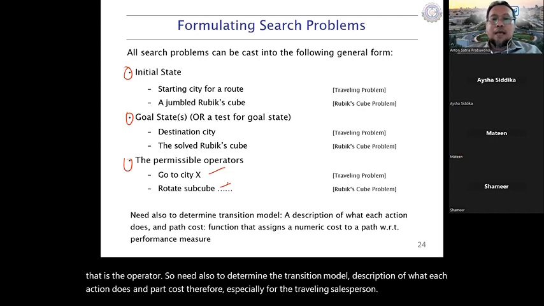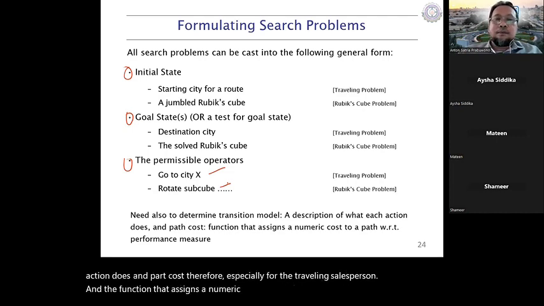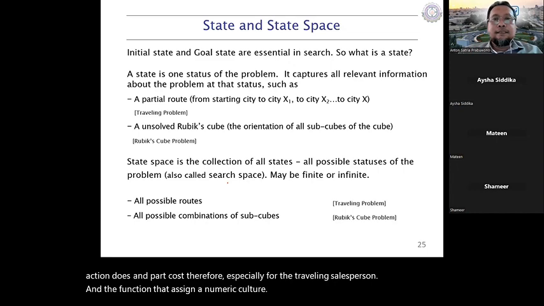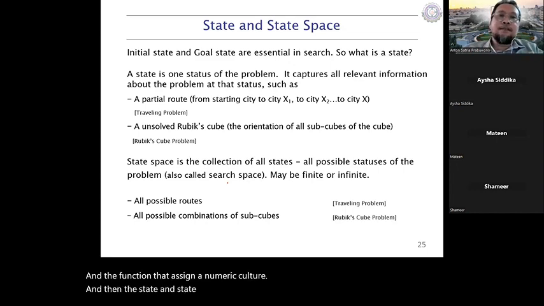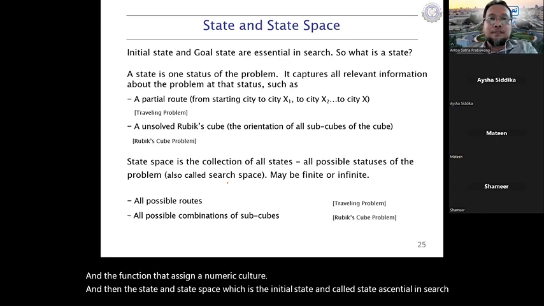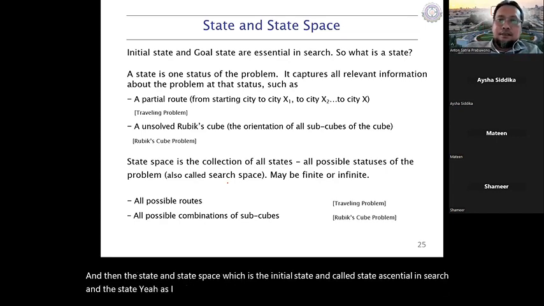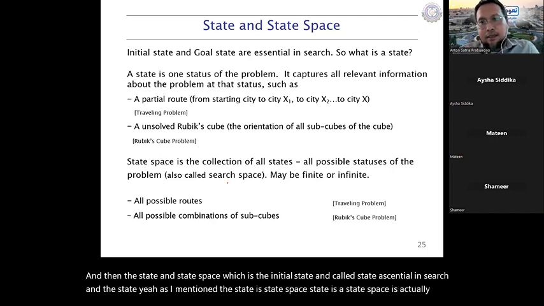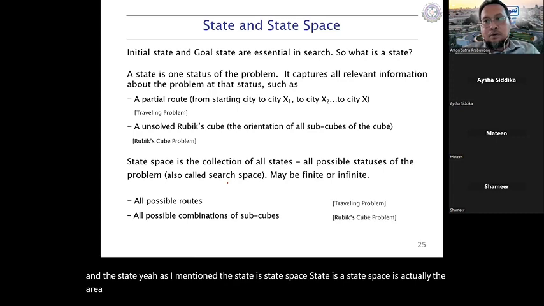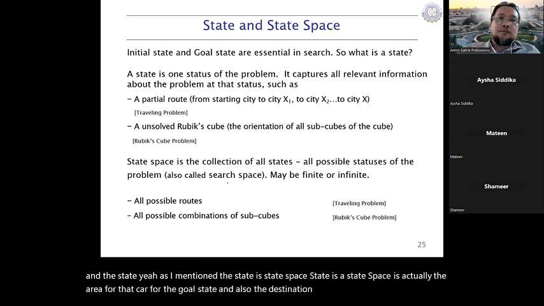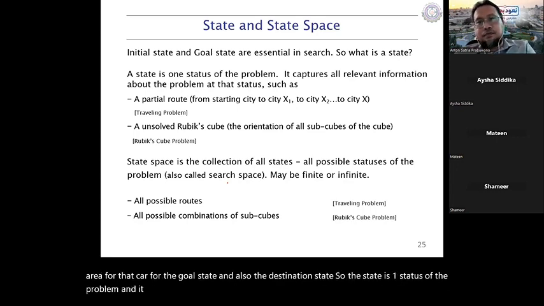And the function that assigns a numeric cost, and then the state and state space, which are the initial state and goal state, are essential in search. The state, as I mentioned, is a state space state. State space is actually the area that covers the goal state and also the destination state. So the state is one status of the problem, and it captures all relevant information about the problem.